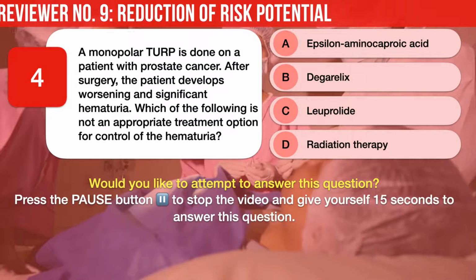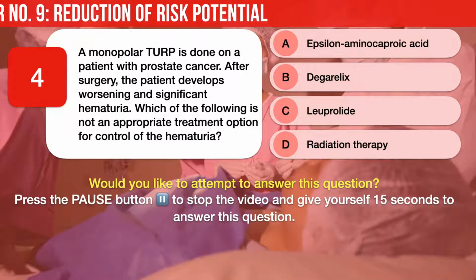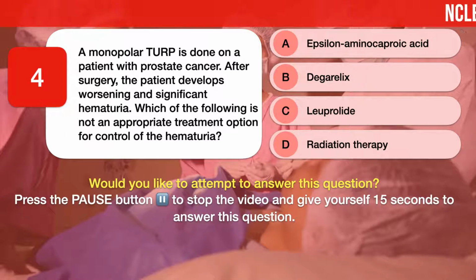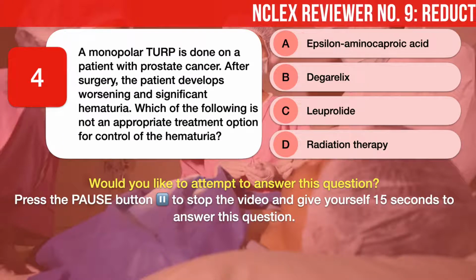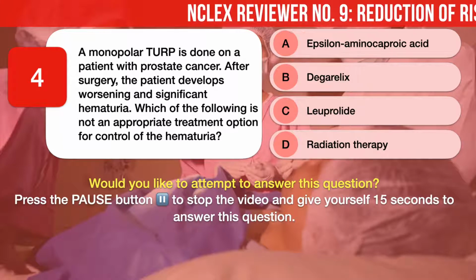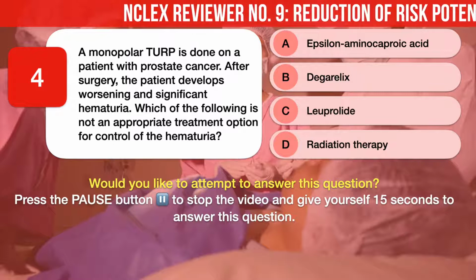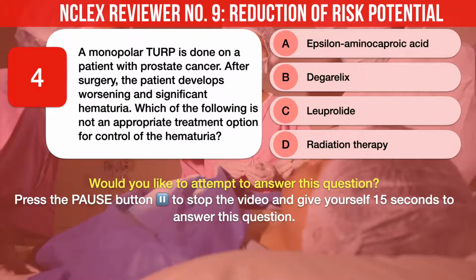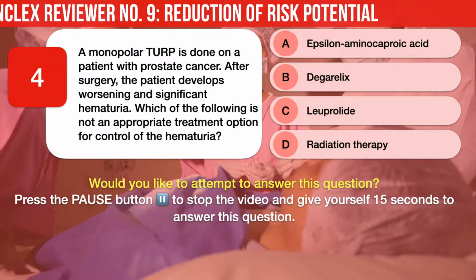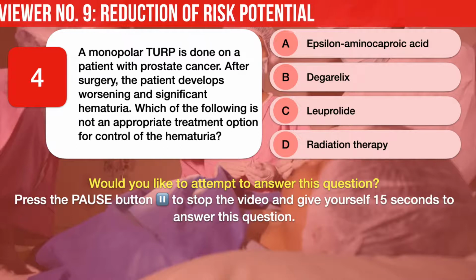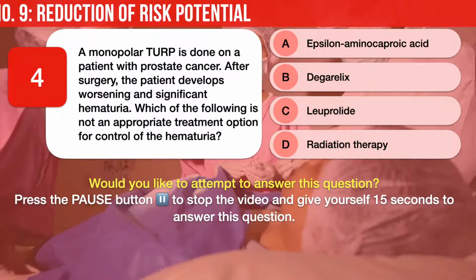Question number 4. A monopolar TURP is done on a patient with prostate cancer. After surgery, the patient develops worsening and significant hematuria. Which of the following is not an appropriate treatment option for control of the hematuria? A. Epsilon aminocaproic acid. B. Degarelix. C. Leuprolide. D. Radiation therapy.